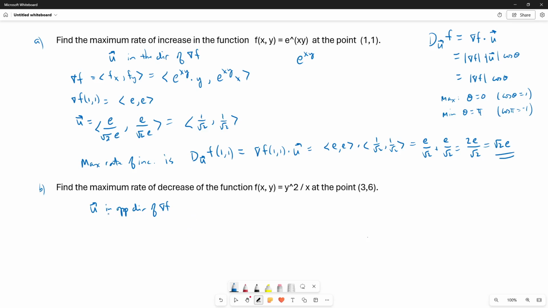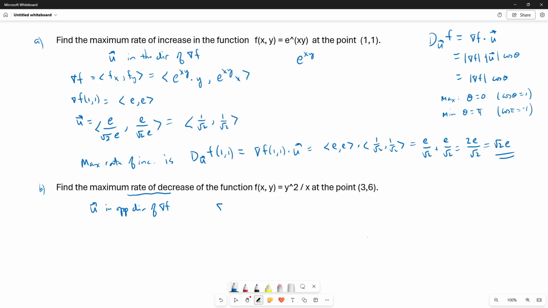Okay, so now we do the same basic thing to find the maximum rate of decrease, except instead of using u as the unit vector in the direction of the gradient, we will take u to be the unit vector in the opposite direction of the gradient. So we will just insert some minus signs to flip the direction of the vector.